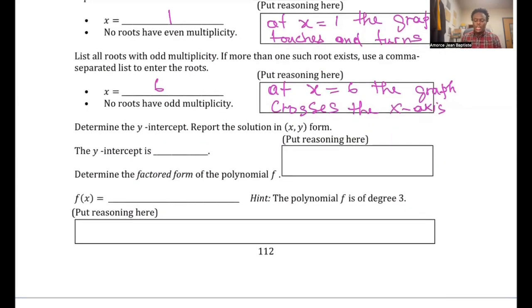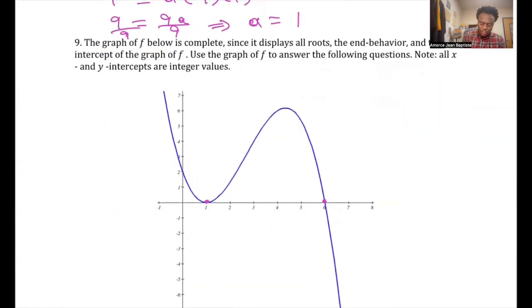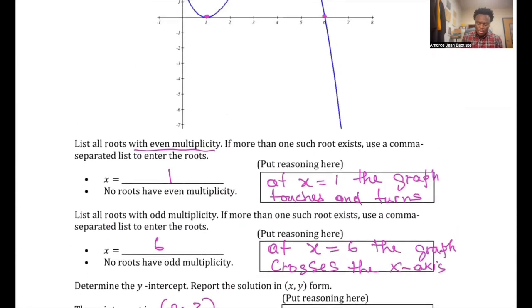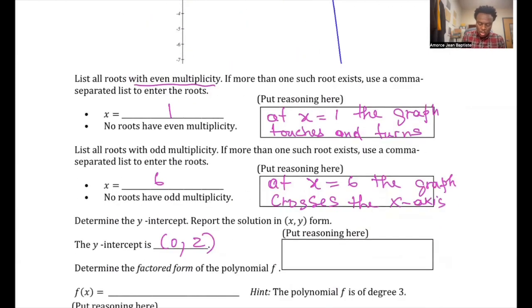They say determine the y-intercept and give it in xy format. Well, the y-intercept is where the graph touches the y-axis. So that's x equals 0, and y equals 2. And then now we can give the function. Remember, we have 2 zeros, right? We have 2 zeros, x equals 1 and, I mean, x equals 6.